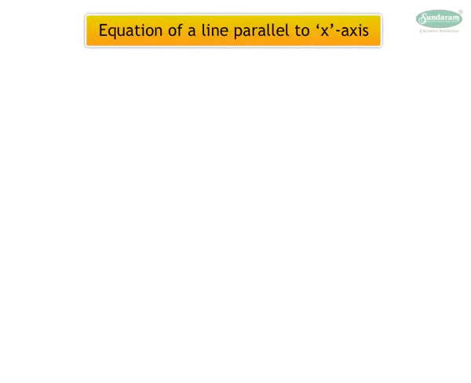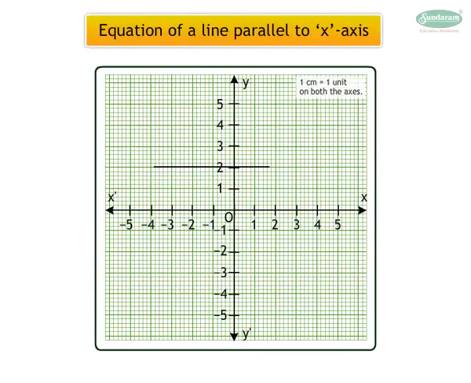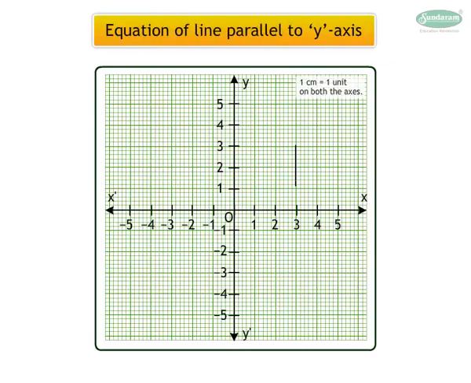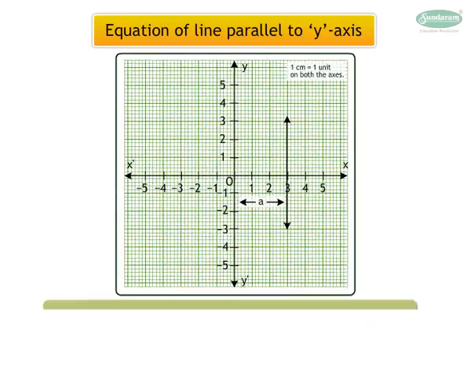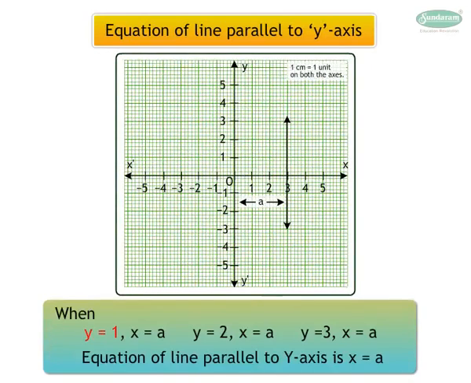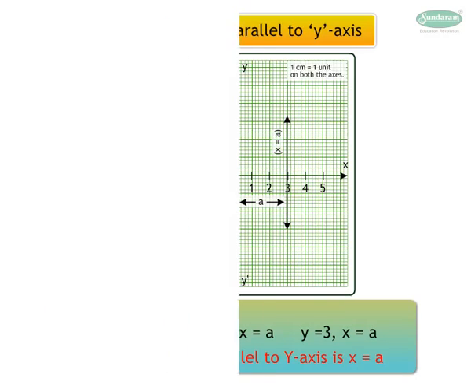Let us understand the equation of a line parallel to x-axis and equation of line parallel to y-axis. Let us take a line parallel to y-axis which is at a distance of a units from the origin. If we examine this line, we notice that for all values of y, we get the x coordinates as a. Hence, a line parallel to y-axis will have its equation as x is equal to a.